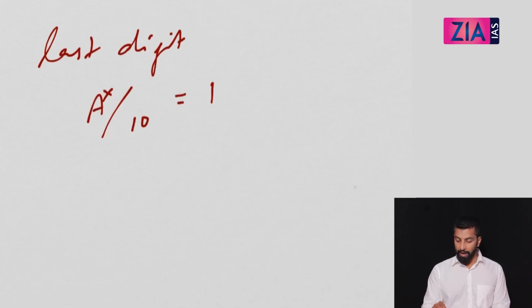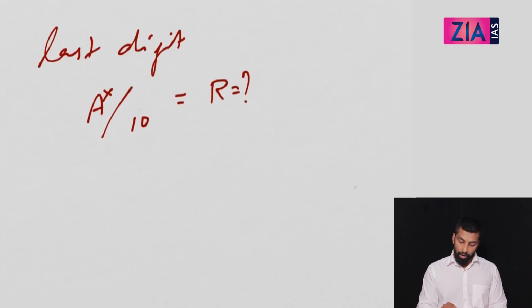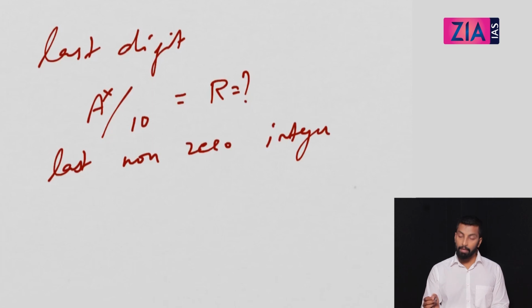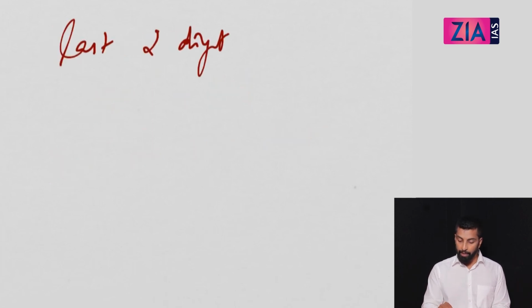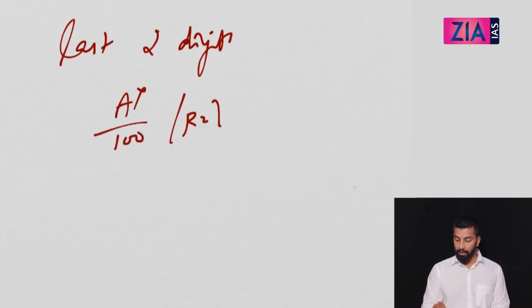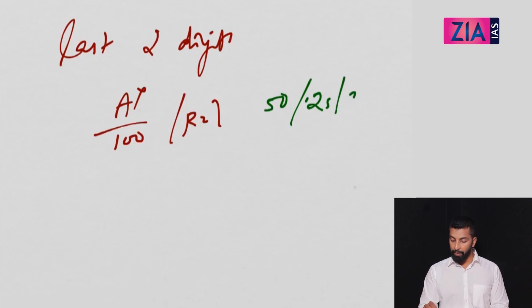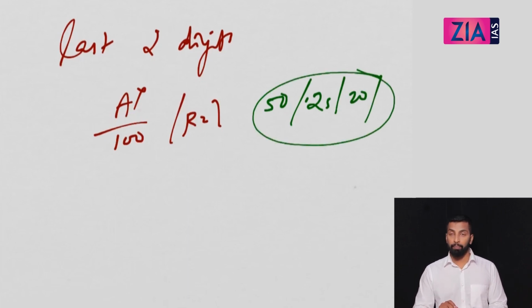So we have completed last digit, or a number divided by 10, what is the remainder question? Or you can get a question like last non-zero integer in the previous video. In this video we completed last two digits, or a number divided by 100. What is the remainder? They can also ask you divided by 50, divided by 25, divided by 20, divided by 10, 4, 2, etc. Any factors of 100. But if you get the last two digits, you can solve all these questions.